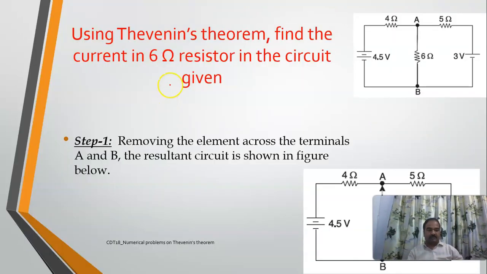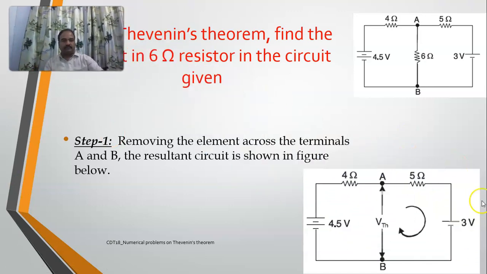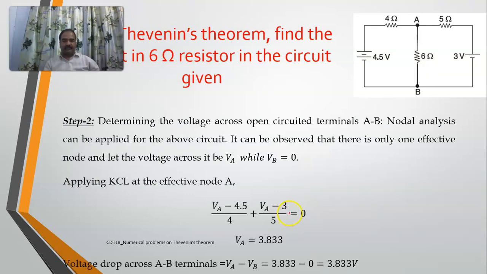Now I'll show you how this circuit will be. So this is the circuit. I have removed this 6 ohms resistor here. So whatever the voltage which is appearing across these terminals, I'll refer to it as VTH. Okay. And the equivalent resistance I'll refer to as R equivalent or RTH. Now coming to step number 2.